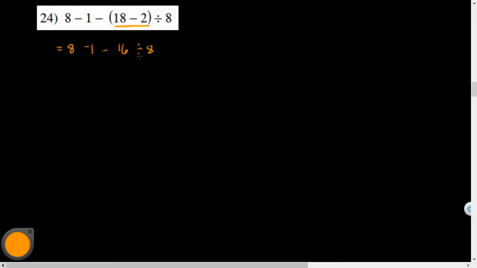Now, there's no more grouping symbols, but division is going to happen before subtraction. So I'm going to target 16 divided by 8. So 8 minus 1 minus 16 divided by 8 is 2. And now subtraction to tie with itself, but left to right, my friends, we'll do 8 minus 1 first and get 7 minus 2. Final operation and final answer.